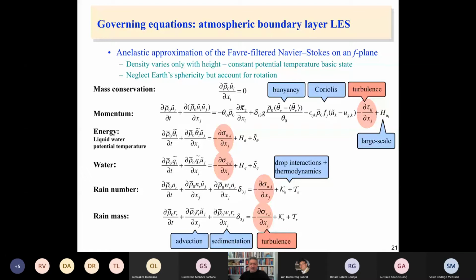What I'm trying to do here is figure out this highlighted red stuff, which is my turbulence model. So I need to figure out this tau_ij, which is my turbulence stress tensor, and these turbulent fluxes for the other equations, for the scalar equations.